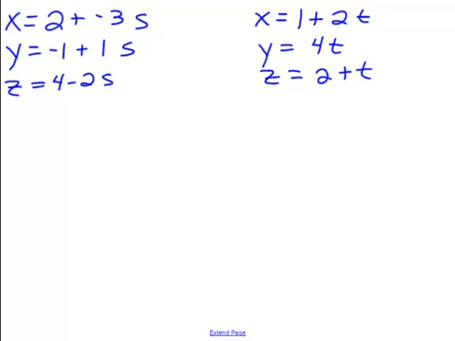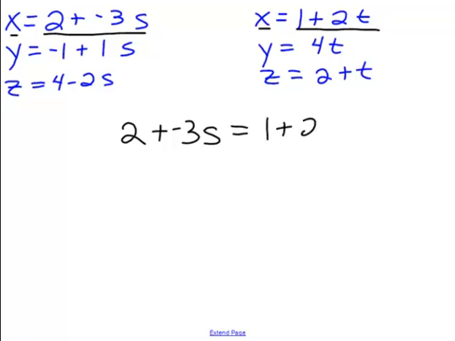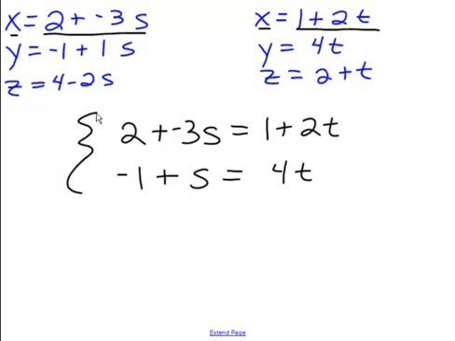So I'm just going to set 2 of them equal to each other. I only need 2 because there's going to be 2 unknowns. So x equals this, and x equals this. So I set those two parts equal. So -2 plus -3s has to equal 1 plus 2t. And my other one, I'll do y. -1 plus s equals 4t. So this is the set I'm going to work with.